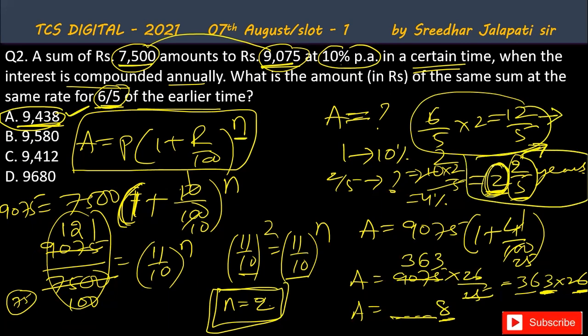So for 2 years the amount is already 9075. Now for the remaining 2/5 of the year we have to calculate. For that the rate of interest is 10% per annum. Now for 2/5 of the year, how much? You will get it as 4%. So on simplification you will get option A as the answer.